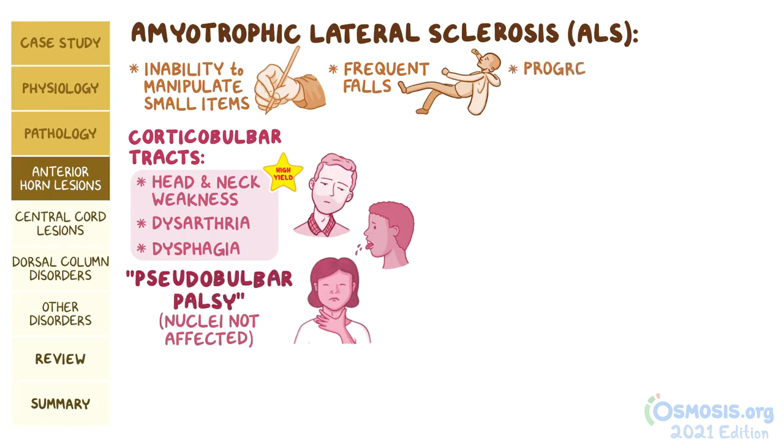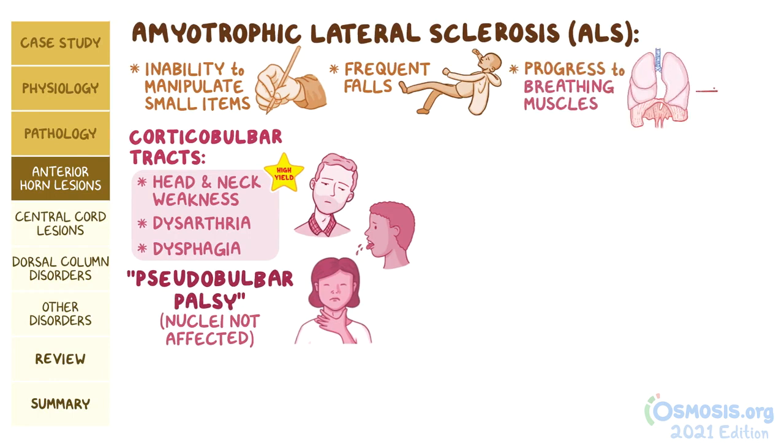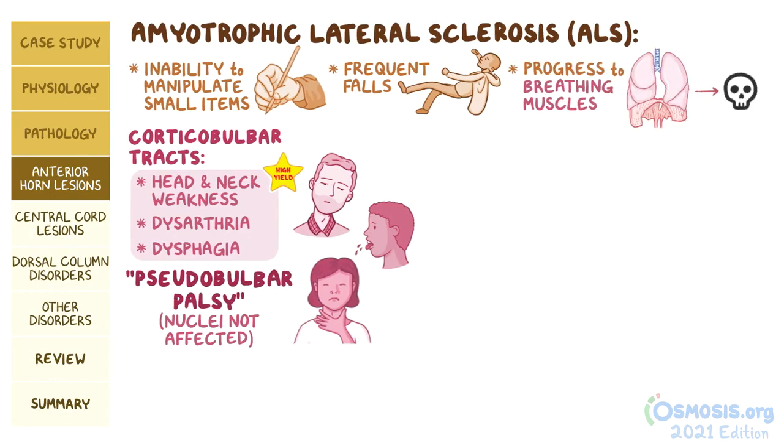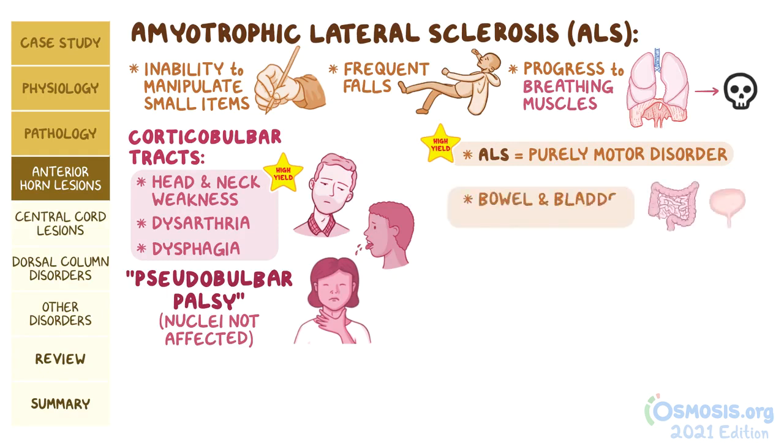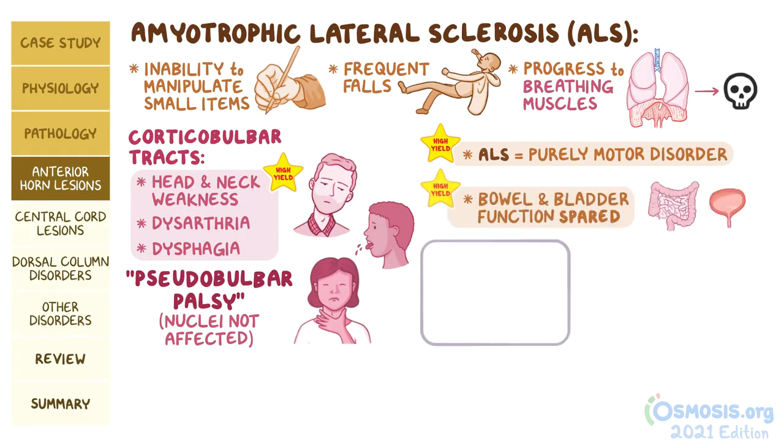Eventually, the disease might progress to involve the breathing muscles and can lead to respiratory failure and death. Now, another extremely high-yield fact is that ALS is a purely motor disorder. So keep in mind that, through all this, there are no sensory or cognitive symptoms. Also, bowel and bladder function are spared.